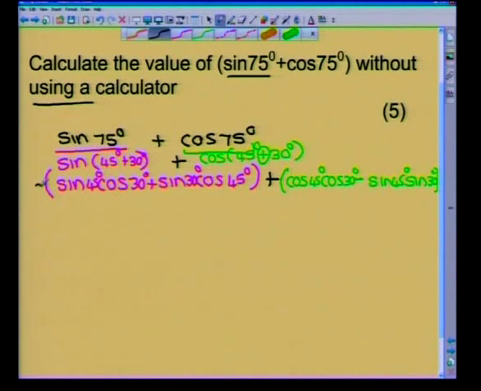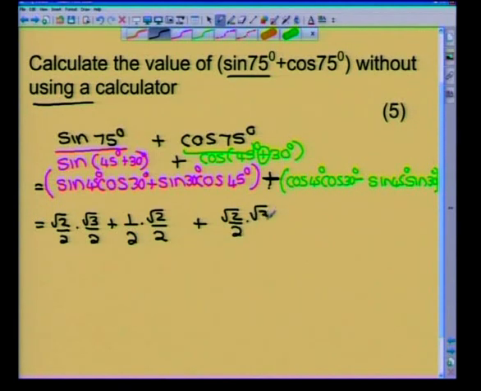So let's change it. So the sine of 45 is root 2 over 2. The cos of 30 is root 3 over 2. The sine of 30 is a half. And this is root 2 over 2. Plus, now the good news is this is a plus sign. If this had been a minus sign, I would have had to keep the bracket there, work this out, and then distribute the negative through. So the good news is I don't have to do that in this case. So cos of 45 is root 2 over 2. The cos of 30 is root 3 over 2 minus root 2 over 2 times a half.